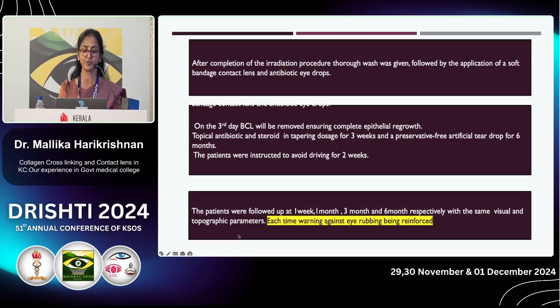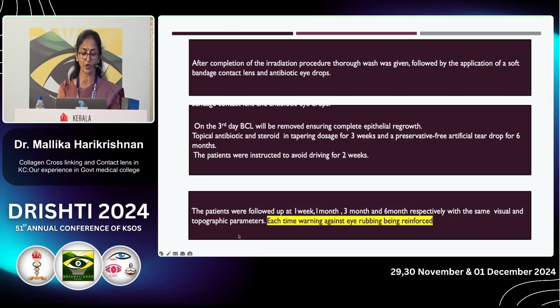After completion of irradiation procedure, thorough wash was again given, followed by the application of a soft bandage contact lens and antibiotic eye drops. On the third day, BCL will be removed, ensuring complete epithelial regrowth. Topical antibiotic and steroid drops were applied for 3 weeks and preservative-free artificial eye drops for 6 months. The patients were instructed to avoid driving for 2 weeks.